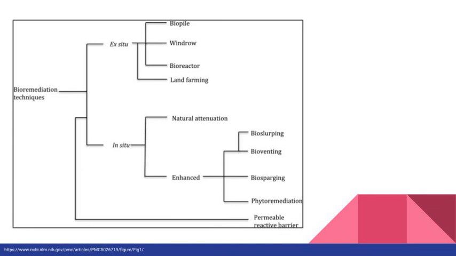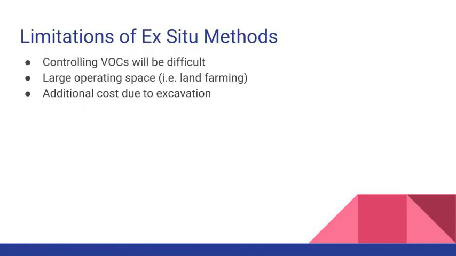Now that we have recapped these methods, we can discuss some of the limitations of these methods, both in ex situ and in situ. For limitations in ex situ, it is extremely difficult to control the volatile organic compounds, or VOCs. Excavation cost would also be a limitation in ex situ methods. In land farming, a big limitation is the large operating space.